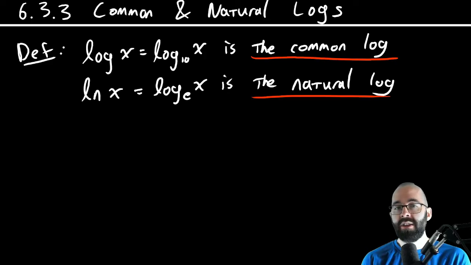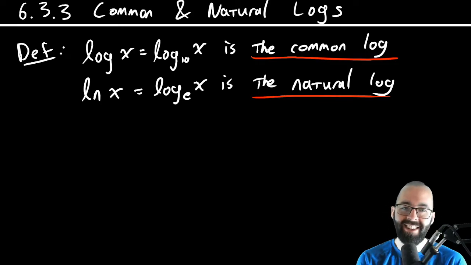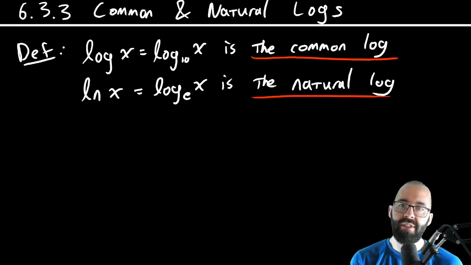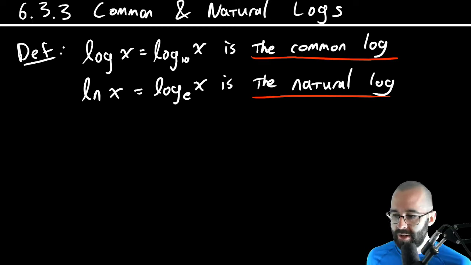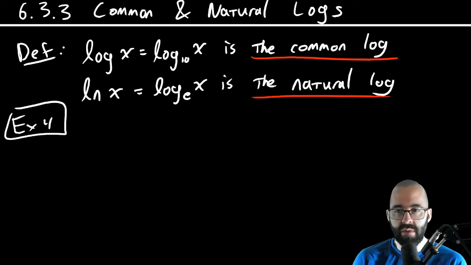All right, and your calculator has buttons for the common log and the natural log. Your calculator will not have buttons for log base 2, although your computer can, but your calculator will have these buttons, natural log and common log. Okay, so let's just use them a bit, but nothing new. Nothing new in example 4.